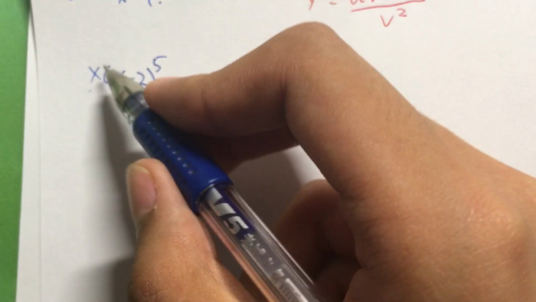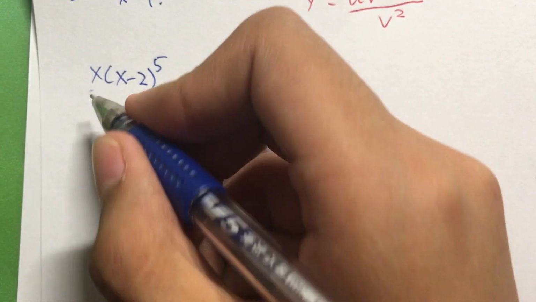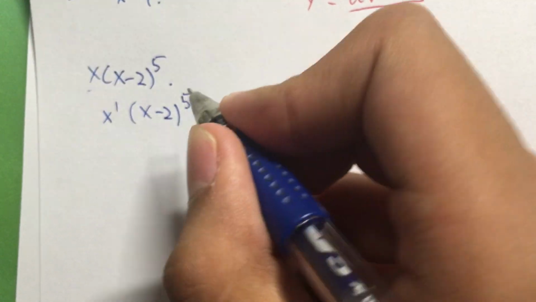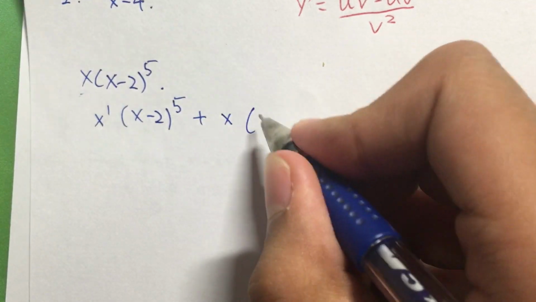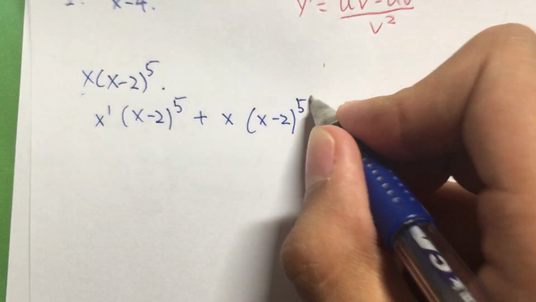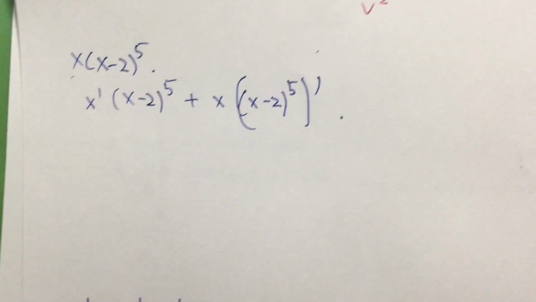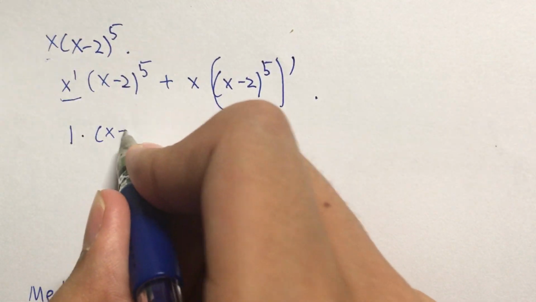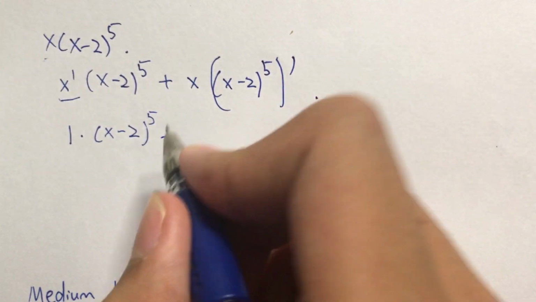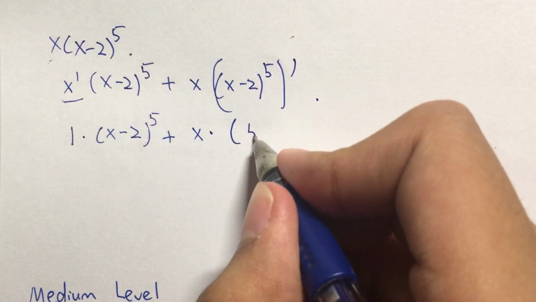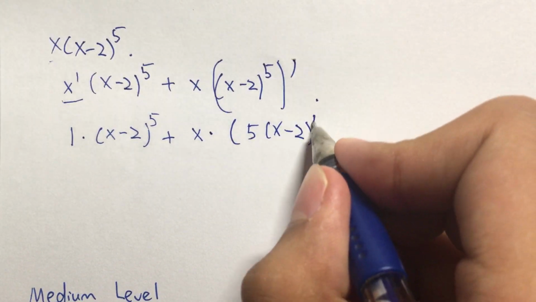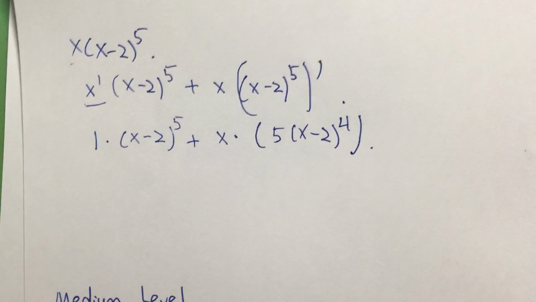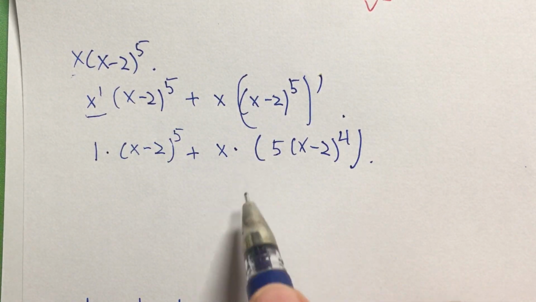Now let's apply this formula, which becomes x dash times (x minus 2) to the power of 5 plus x times ((x minus 2) to the power of 5) dash. Now x dash we know is equal to 1, so 1 times (x minus 2) to the power of 5 plus x times 5 times (x minus 2) to the power of 4. From this step to here, we learned this in AS, and you should be familiar with it.